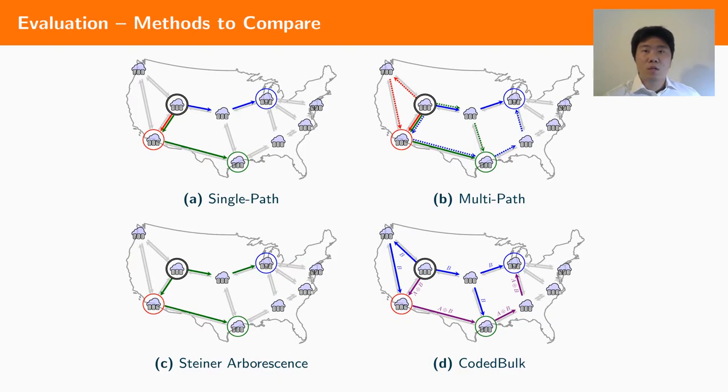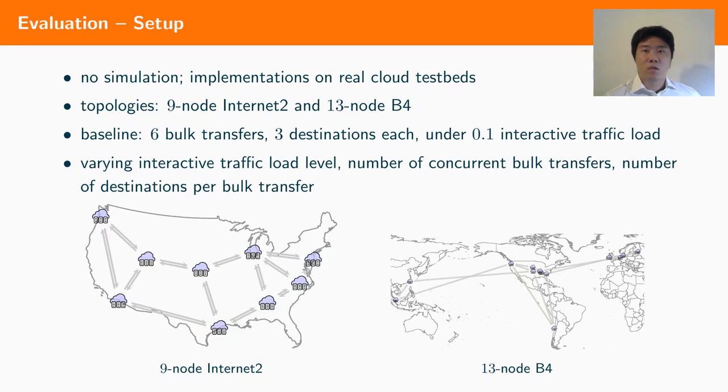Finally, we evaluate the effectiveness of CodedBulk by comparing it with other existing non-coded methods, including single path, multipath, and Steiner arborescence, where we multicast through a single Steiner arborescence computed by an approximation algorithm. Instead of simulations, we conducted our evaluations over real geo-distributed cloud testbeds. We built our testbeds as an overlay on geo-distributed data centers from Amazon AWS. The testbeds replicated the 9-node Internet 2 and 13-node B4 topologies.